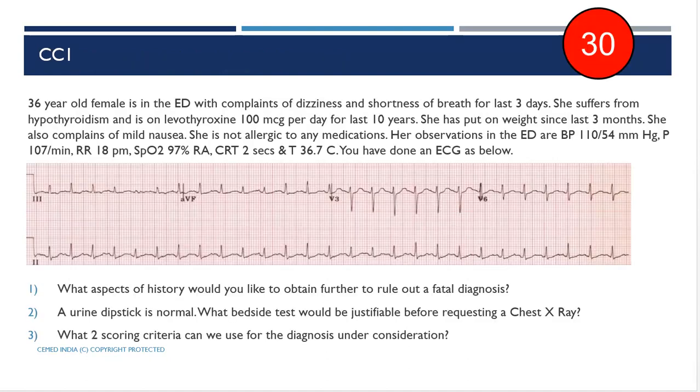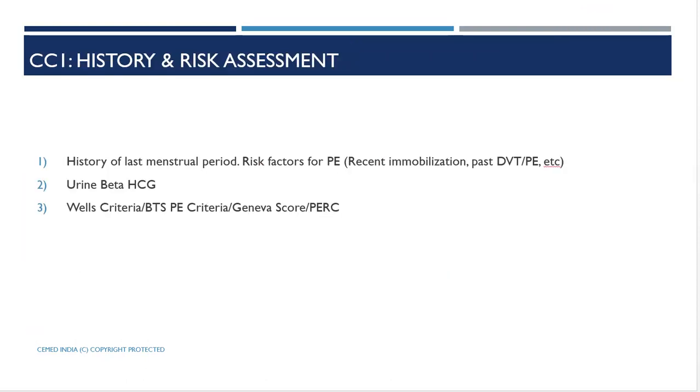In the first one, some people could not get the right diagnosis. If you look at what is mentioned over here, they want a fatal diagnosis. Fatal diagnosis could be PE. So you need to ask only about PE. What scoring systems will you use? Wells criteria or BTS pulmonary embolism criteria, Geneva score, pulmonary embolism rule out criteria, which is the PERC rule.